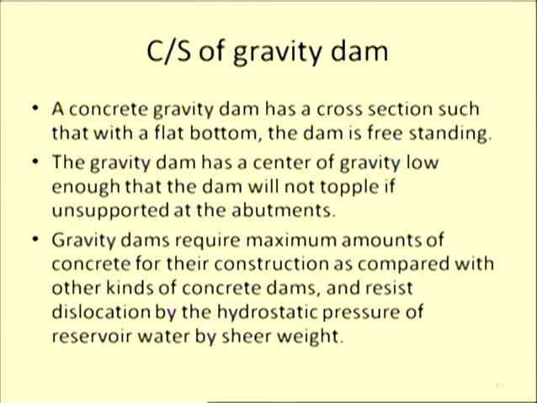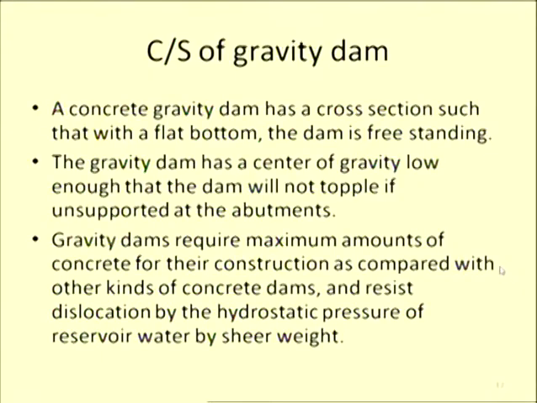A concrete gravity dam has a cross section such that with a flat bottom the dam is freestanding. It just transfers the load to the sound rock available there, but it's totally freestanding. The gravity dam has a center of gravity low enough that the dam will not topple if unsupported at the abutments. It should not topple if it is not supported at the abutments.